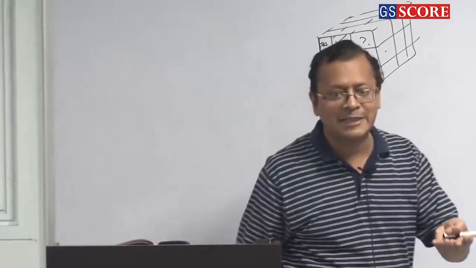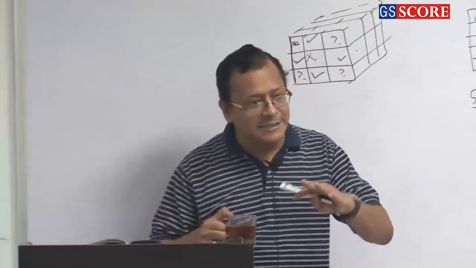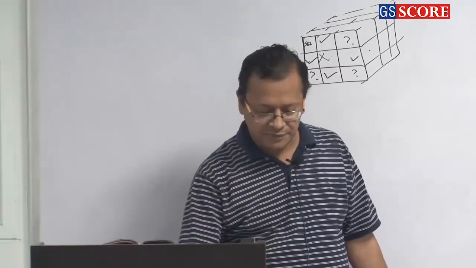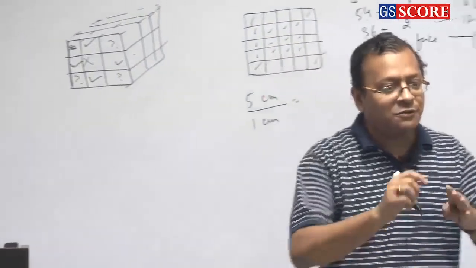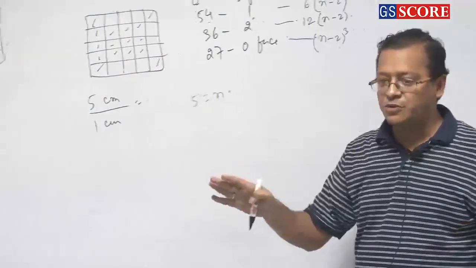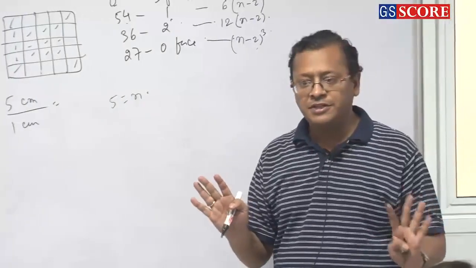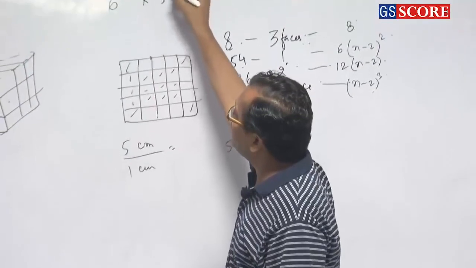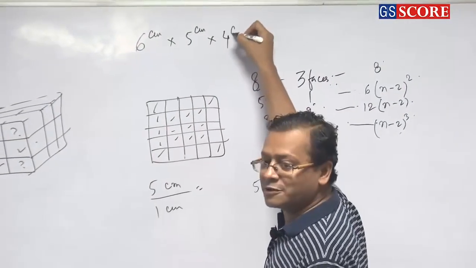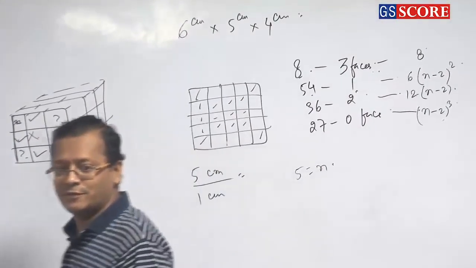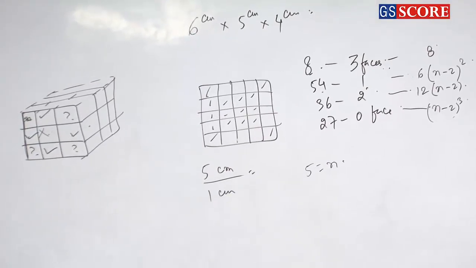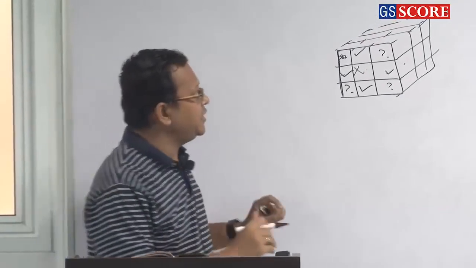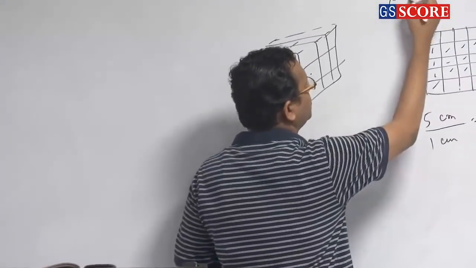Right. That's what I was exactly coming to. Now I change the situation and then I give you a question. Instead of a cube, this is the situation now: the room that we are in. It's a cuboid of 6 centimeter into 5 centimeter into 4 centimeter. Clear or not? Right? Now it is cut into 1 centimeter cubes.